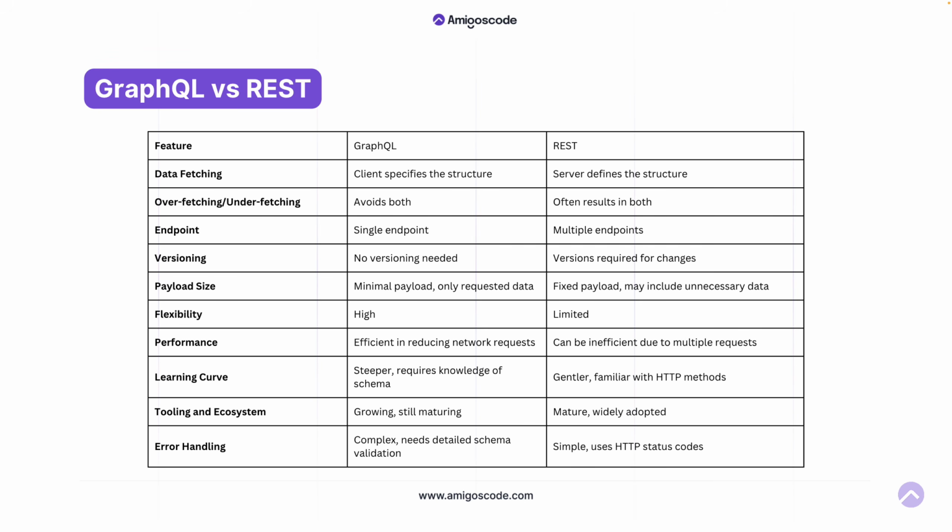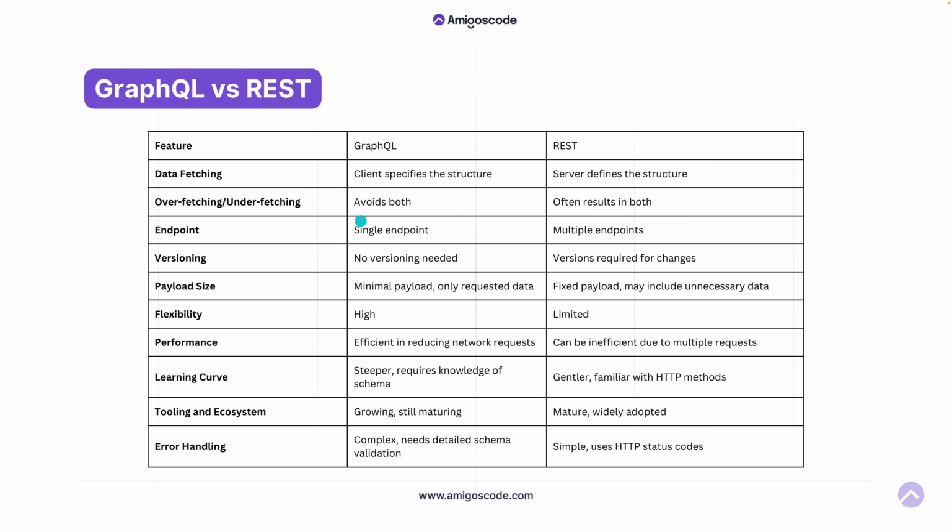These are some of the differences between GraphQL and REST. With GraphQL, the client specifies the structure, whereas with REST, the server defines the structure. Then overfetching and underfetching. GraphQL avoids both because the client can ask for exactly what it wants. Whereas with REST, sometimes you might have a request that gives you way more information than you requested. And also sometimes you might need to get extra information by performing multiple API calls.